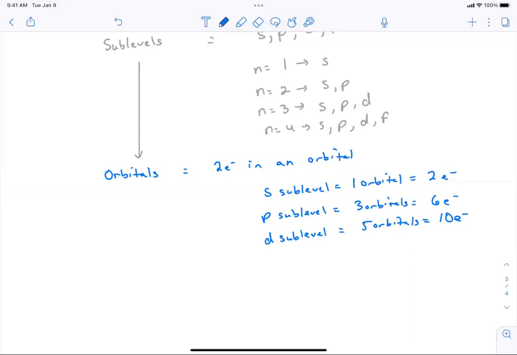So you need to know an S sublevel has 1 orbital, and every orbital can hold 2 electrons. So the number of electrons a sublevel can hold is just the number of orbitals times 2, no matter what. So there's not some change there. It's always true.